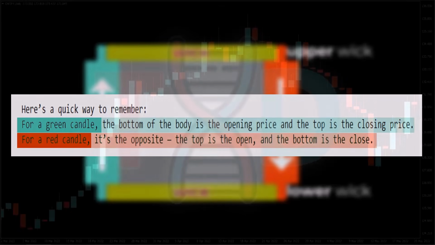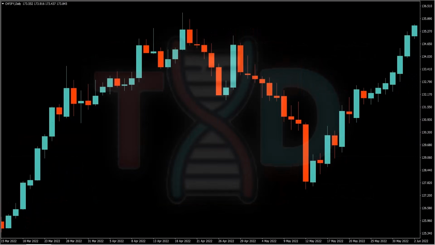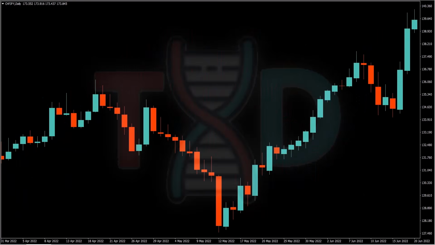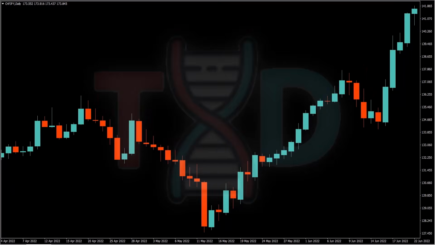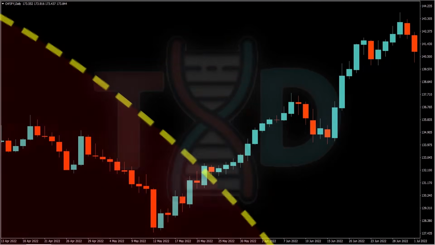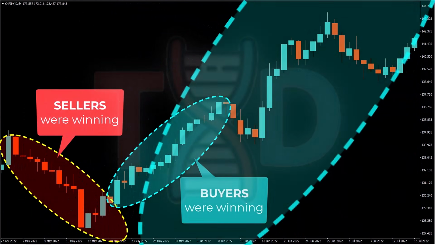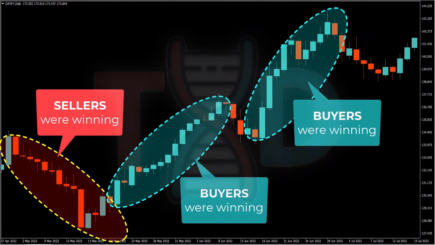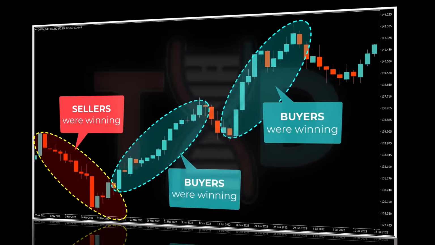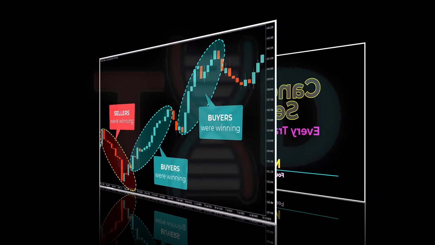And this is why traders love candlesticks. They give you so much information in one little symbol. You can literally see who's winning the fight, buyers or sellers. And that's exactly what we need to find smart trading opportunities. So now that you understand what candlesticks are, let's get into the patterns. And trust me, this is where things get really exciting.